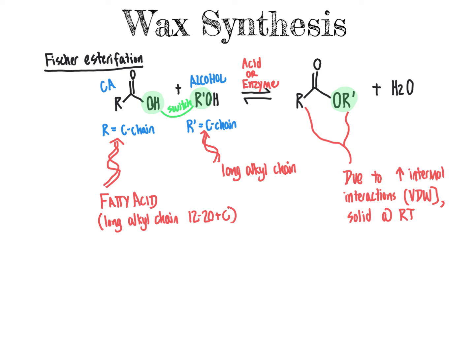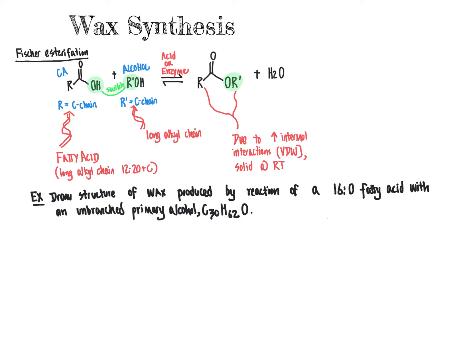So due to those strong intermolecular interactions, these compounds are waxy solids at room temp. So let's now take a moment to apply what we've just learned about this reaction toward a real-world problem. This real-world problem is predicting the structure of a particular wax produced by the reaction of a 16:0 fatty acid with an unbranched primary alcohol that has the formula C30H62O.